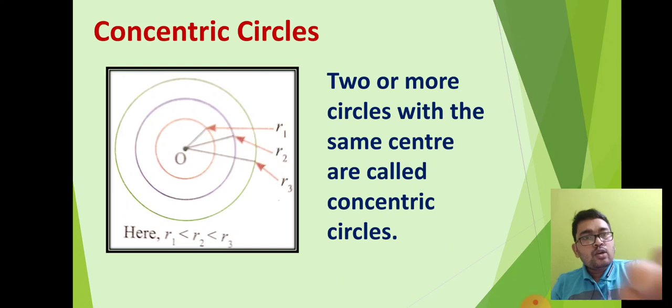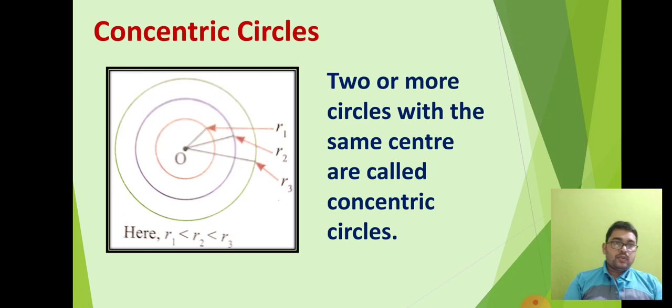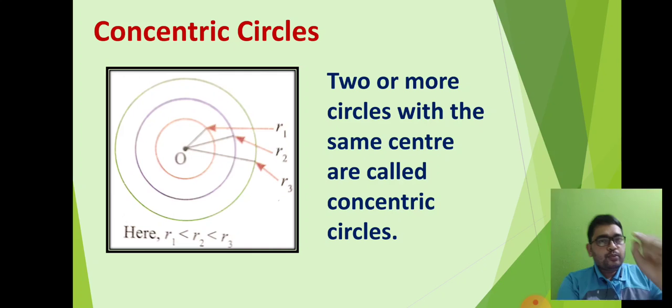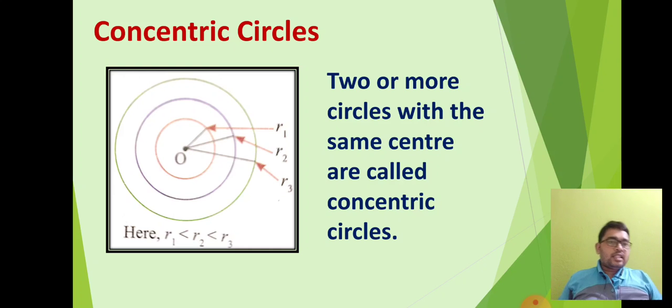If you see in the figure, O is the center and how many circles are there? 1, 2 and 3. Three circles are formed by the same center. For all three circles, O is the center. So two or more circles with the same center are known as concentric circles. Here you can see R1, R2 and R3 mentioned, so the radii are different. First circle radius is R1, second is R2 and third is R3. So concentric circles, have you understood everyone? Hope you have understood.